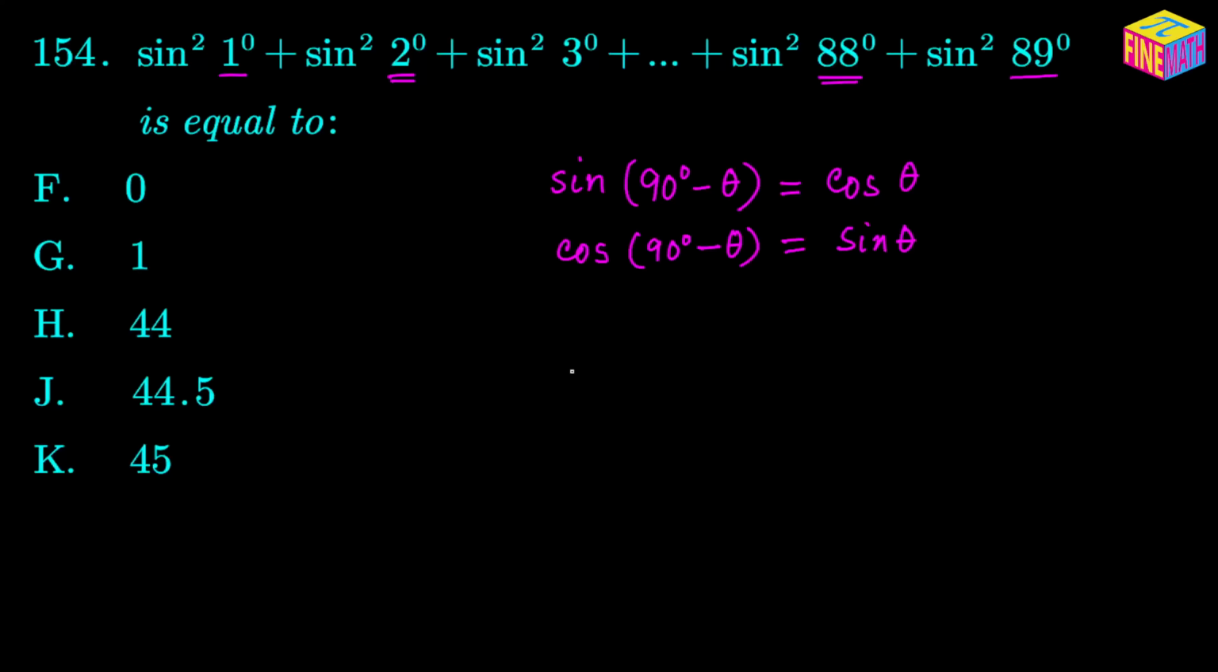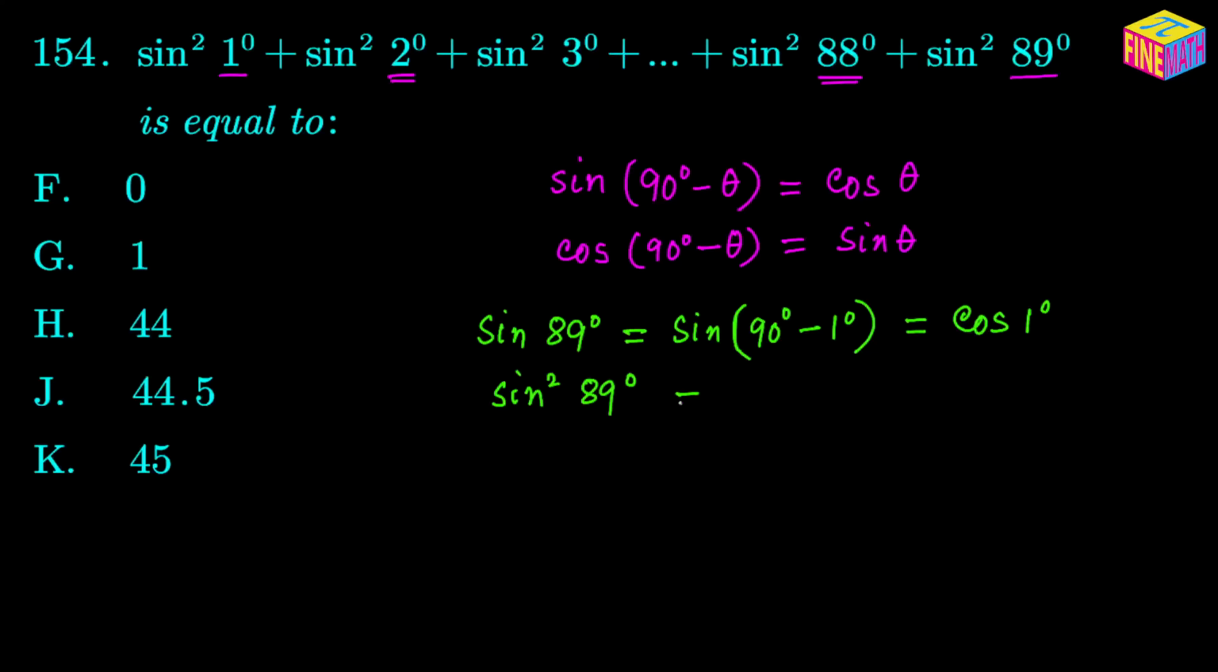Now let's see how we can convert sine of 89 degrees into cosine of something, right? So if we say sine of 89 degrees, can we write it as sine of 90 degrees minus 1 degree? And that is obviously equal to cosine of 1 degree. So if we square both sides, then sine squared of 89 degrees would be equal to cosine squared of 1 degree, and that's what we are going to need to simplify our expression.